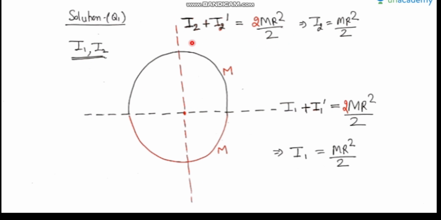So I get 2I2 is equal to 2mr square by 2. Solving, we will get I2 is equal to mr square by 2. So for this ring, the moment of inertia about this axis is mr square by 2 and about this axis is also mr square by 2. That is the answer to the first and second part.